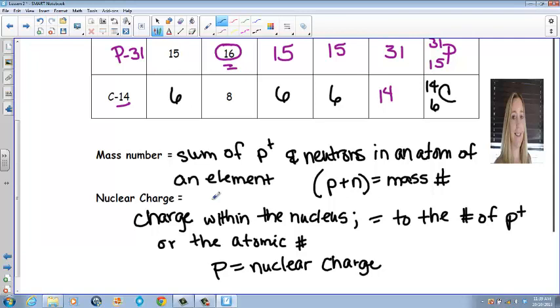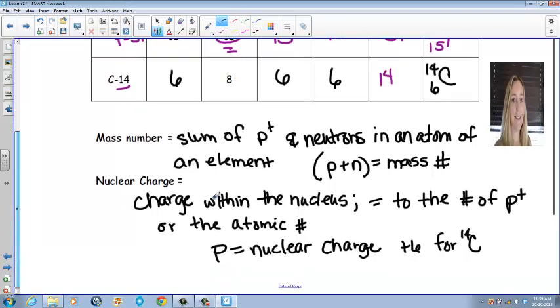So if I want to know what the nuclear charge is on carbon-14, I'm going to say it's a +6, for carbon-14, because the atomic number is equal to 6, and therefore it has a nuclear charge of 6. It has 6 positive charges in the center, in the nucleus.